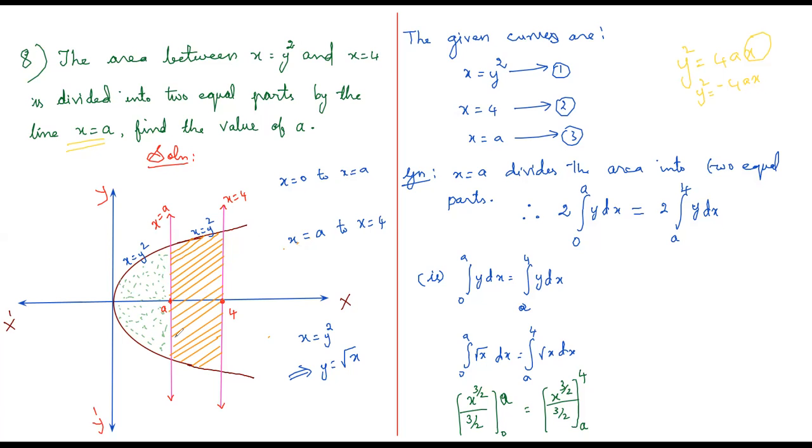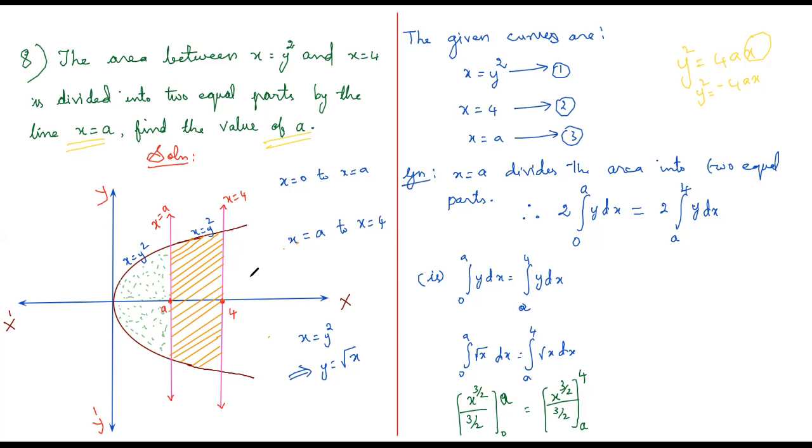Draw the line x equal to a. It is given that this line x equal to a divides the area between the parabola and the x equal to 4 line into two equal parts. This area is equal to this area, the stripe is equal to the dotted. So all you have to do is find the area of the dotted region, find the area of the striped region, and then equate them, and then you get a.